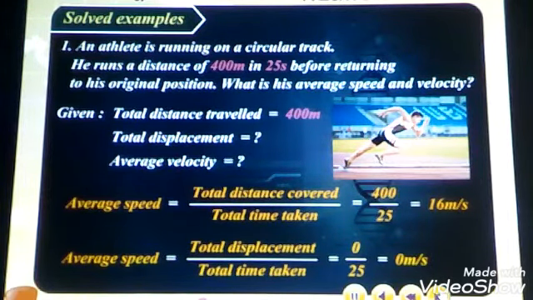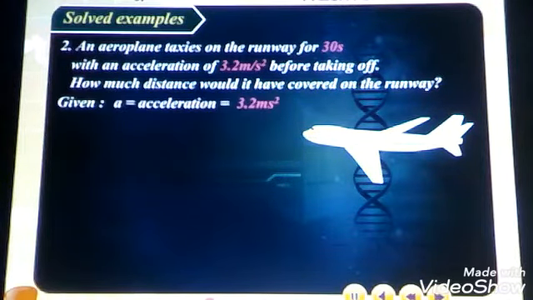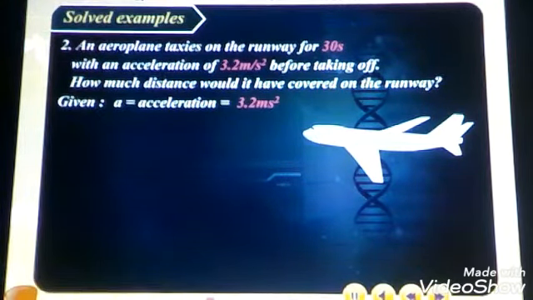Now another one. An aeroplane taxis on the runway for 30 seconds with an acceleration of 3.2 meters per second squared before taking off. How much distance would it have covered on the runway? Given, acceleration is equal to 3.2 meters per second squared.